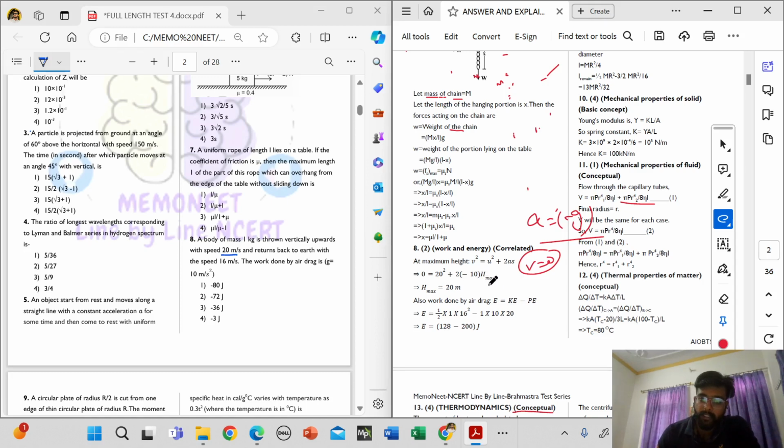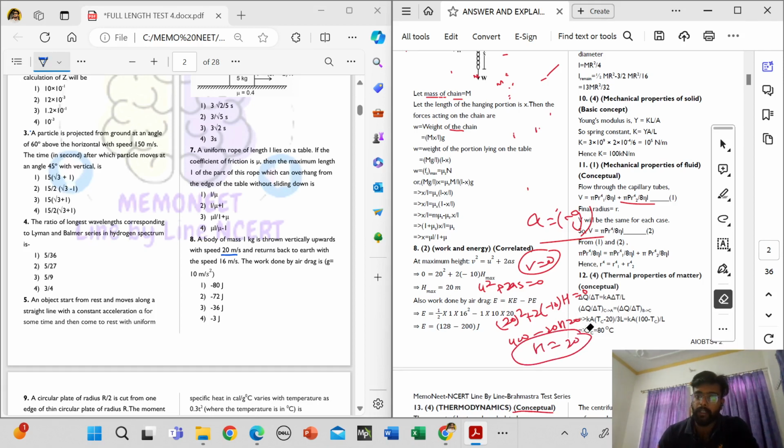So from this relation we get u square plus 2as equals 0. U is 20 square plus 2 times minus 10 times h, where h is the height, equals 0. So 400 minus 20h equals 0. H we get here is 20. This is the height that the object will reach when we throw it with a velocity of 20 meters per second.